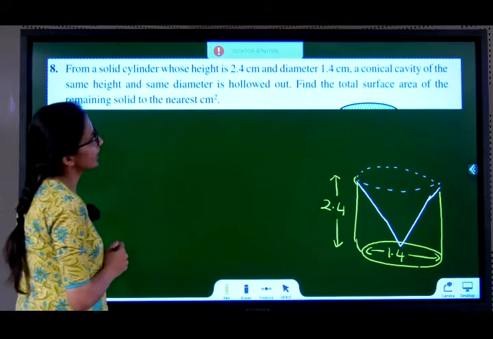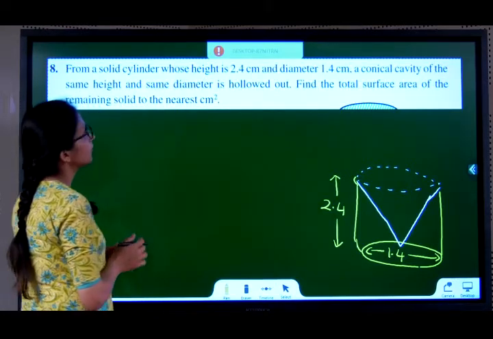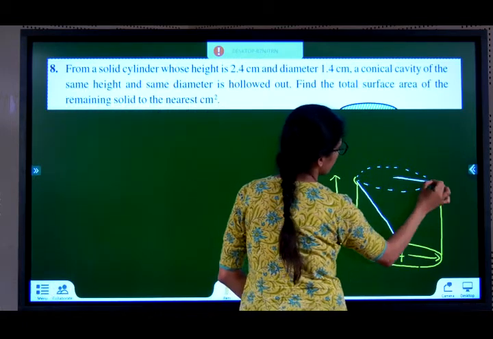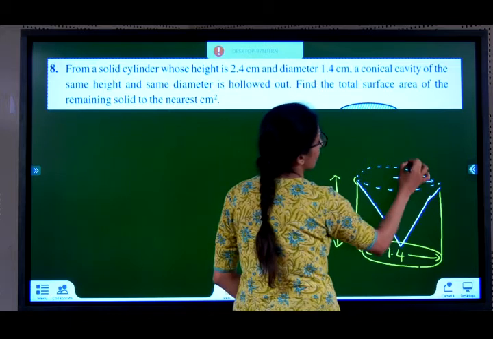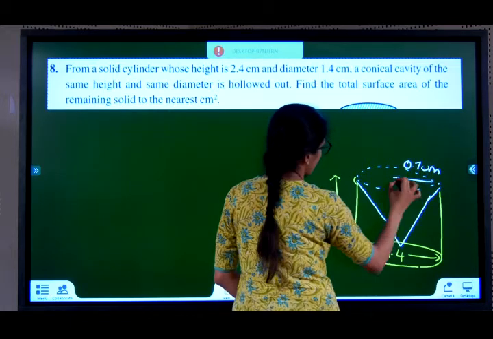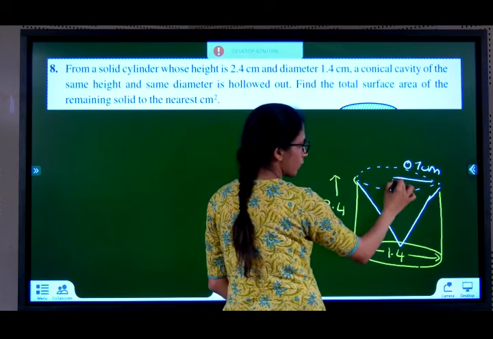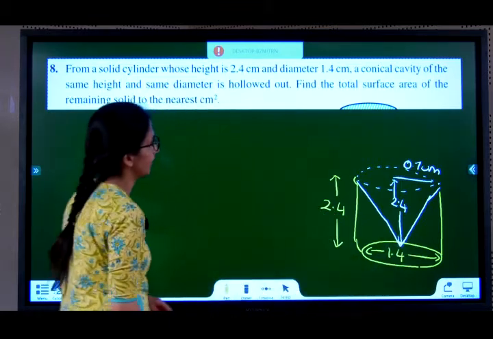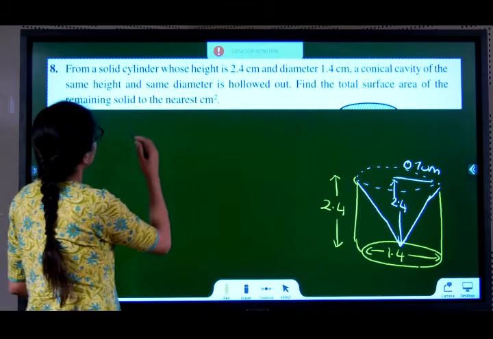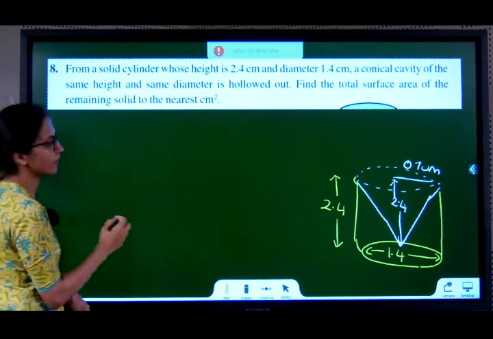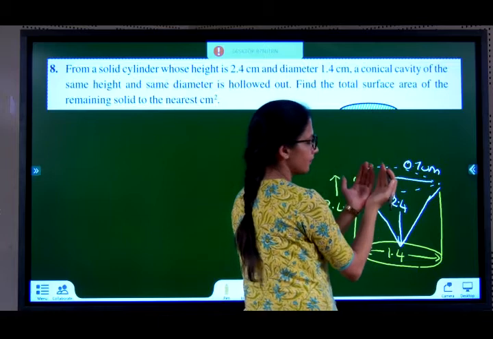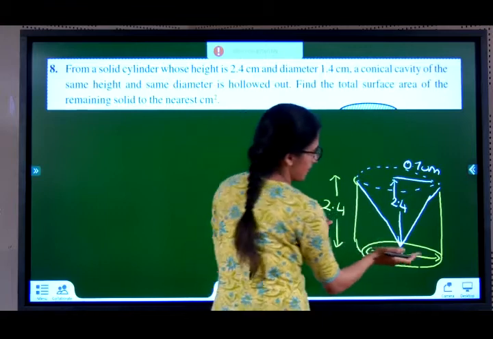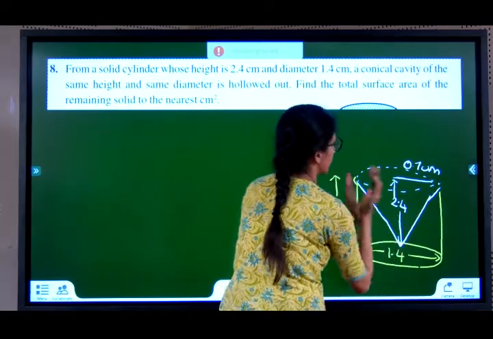Find the total surface area of the remaining solid to the nearest centimeter square. If the diameter is 1.4, radius is 1.4 by 2, how much is that? 0.7 centimeters. Height of this is also 2.4 itself, because they have told it's cut to the same radius and same height. What will be the surface area? Cylinder, the conical part inside, and the base.